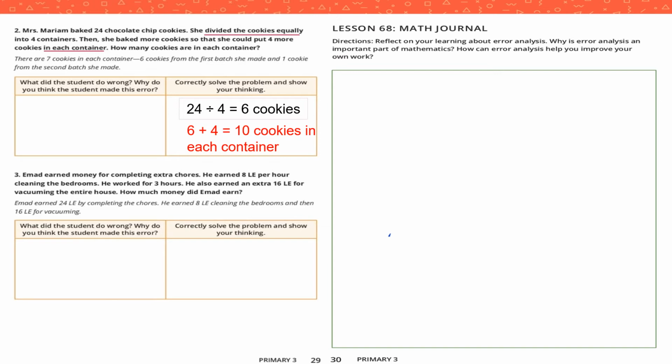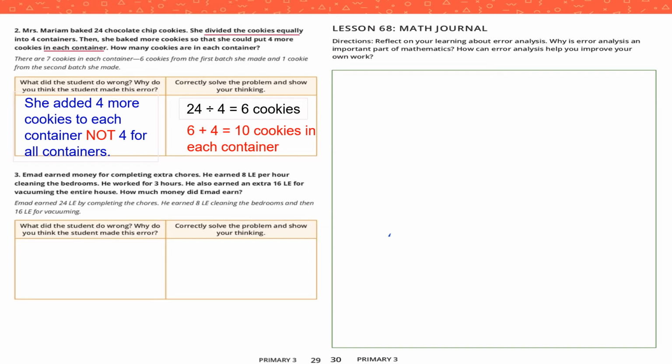The student's answer is there are 7 cookies in each container. How can you get 7? He said 6 cookies from the first batch, and she made 1 cookie from the second batch. No, it's wrong. She added 4 more cookies to each container, not 4 for all containers.